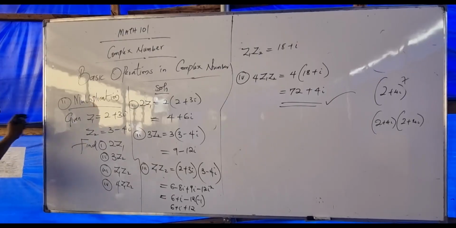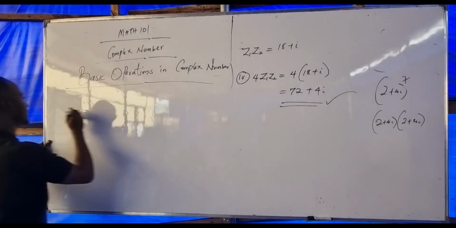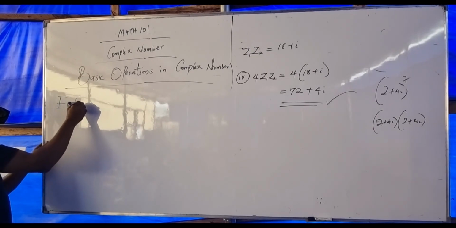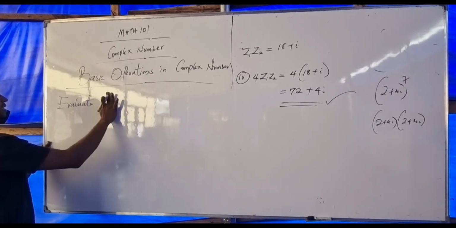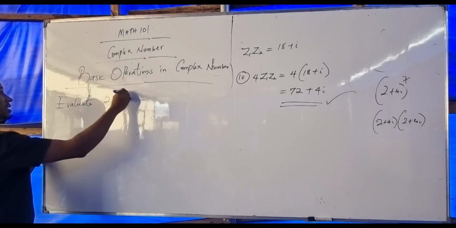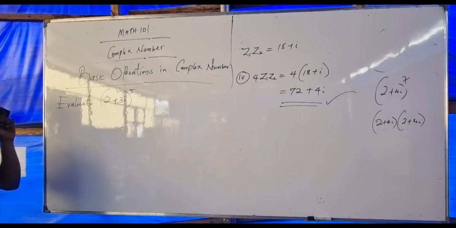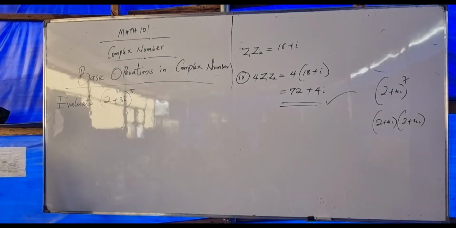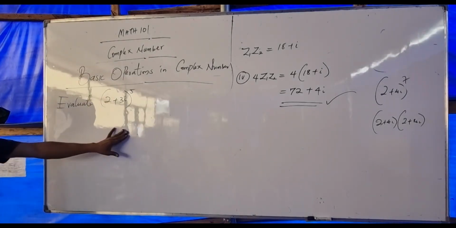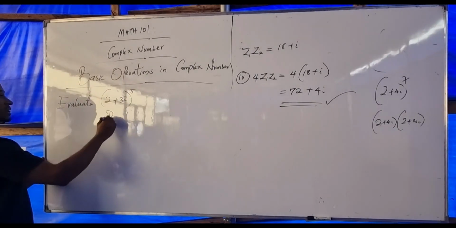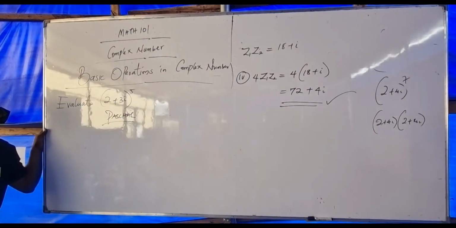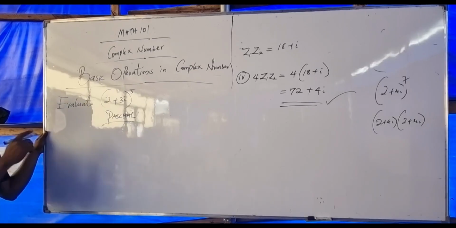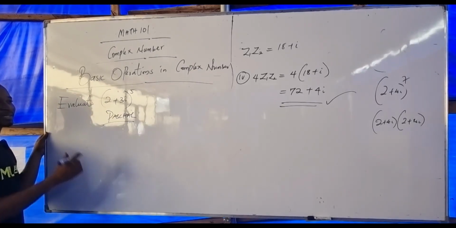Okay, let's evaluate this. Let me use a simple value: 2 plus 3i all raised to power 5. Let me show you something under binomial expansion. There's a triangle called Pascal's triangle, used for expansion. Using binomial expansion, according to Pascal, Pascal started by showing us this.